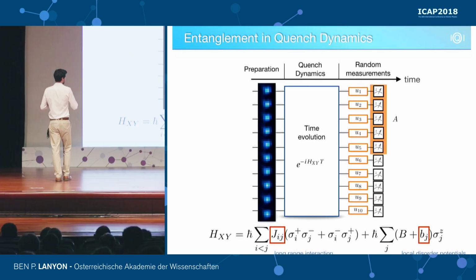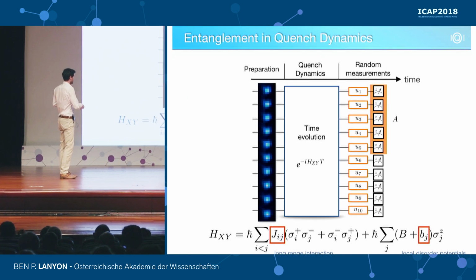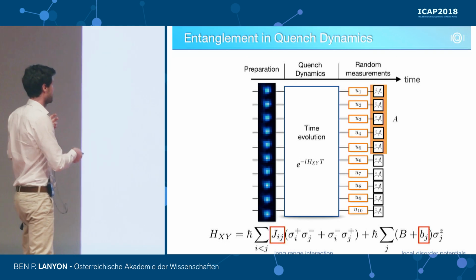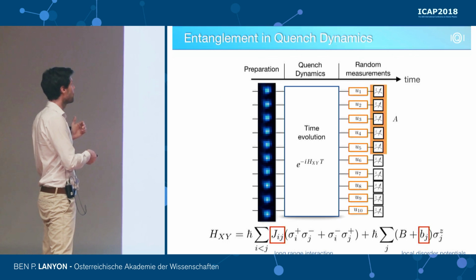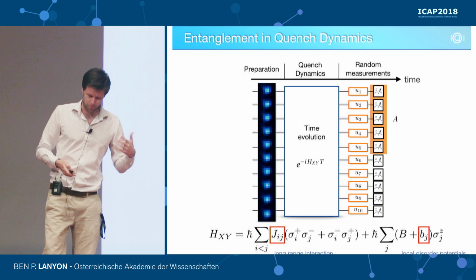So we can turn off the interactions after some time t, freeze the quantum state, and then use this protocol of random measurement bases to pull out the entropies. And actually, by this type of measurement, you can pull out the entropies of all possible bipartitions of the system from one set of data.